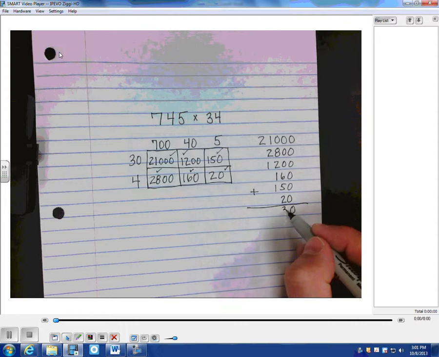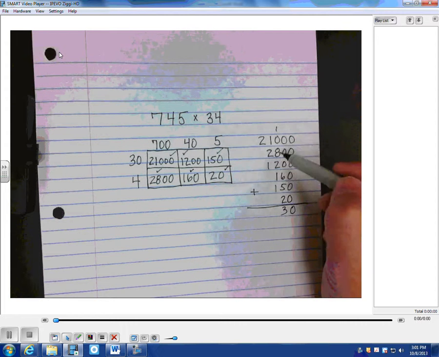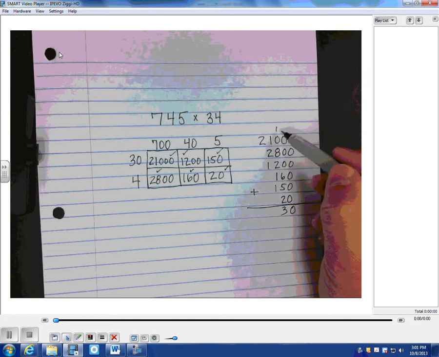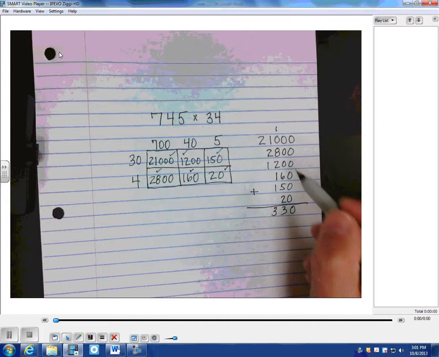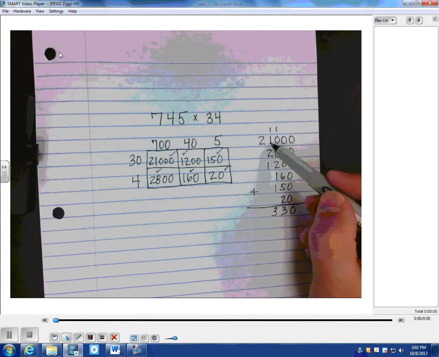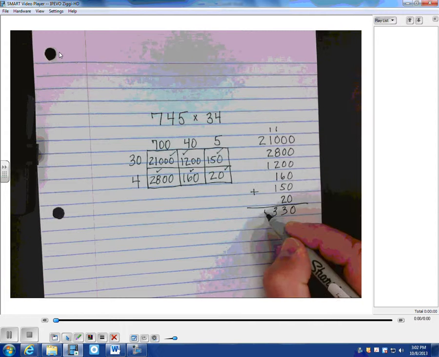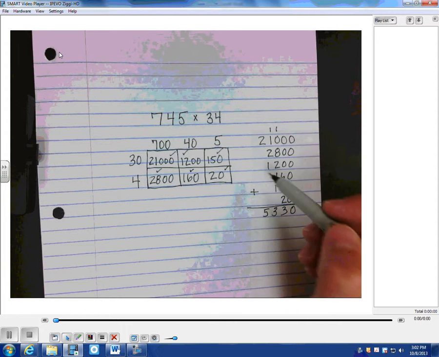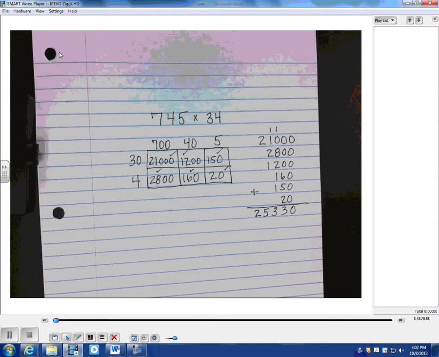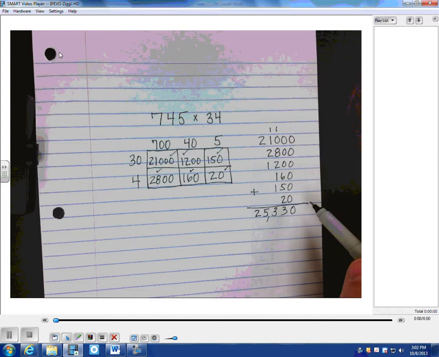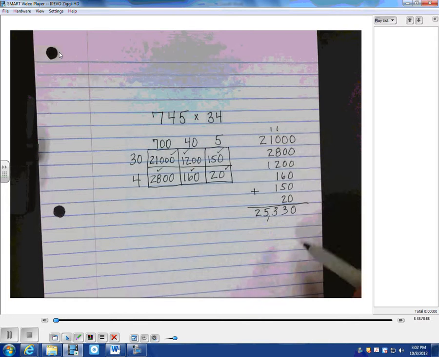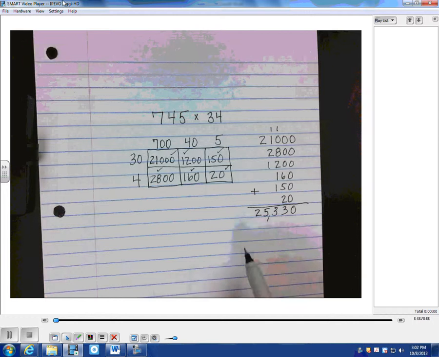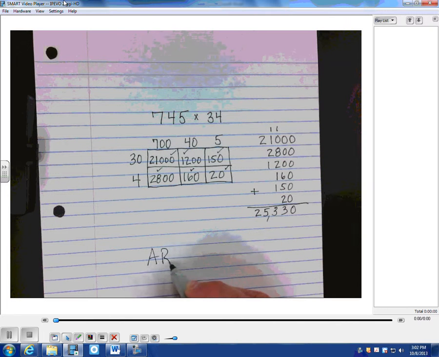Put my 3, carry my 1. 8 plus 2 is 10, plus 1 is 11, plus 1 is 12, plus 1 is 13. Carry my 1. 2 plus 1 is 3, plus 1 is 4, plus 1 is 5. And then I bring down my 2. Okay, so I have 25,330. And again, just want to double check your math to make sure everything is correct. So this is the area model for multiplication.